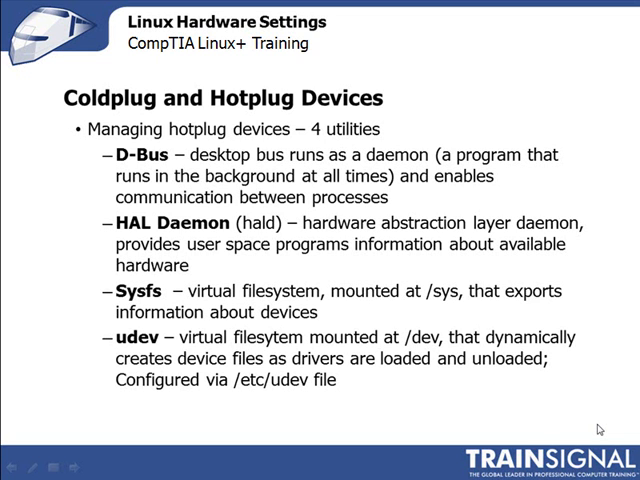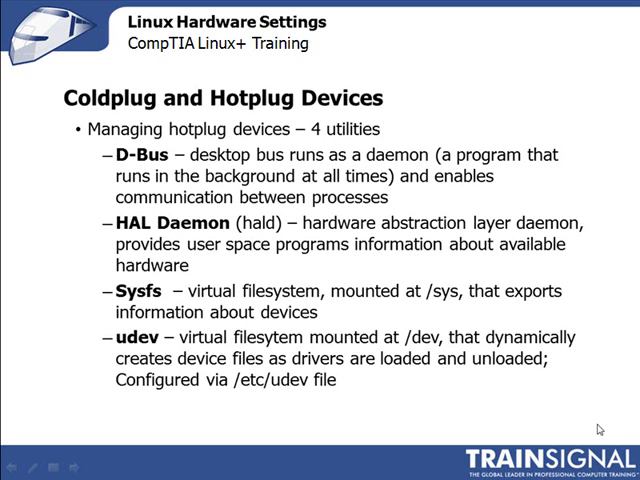The first utility is dbus, or the desktop bus. This runs as a daemon and enables communication between processes and gives them the option to be notified of hardware events or even other processes. The next is the HAL daemon, or the Hardware Abstraction Layer daemon, or HALD, a utility that provides user space programs information about available hardware.